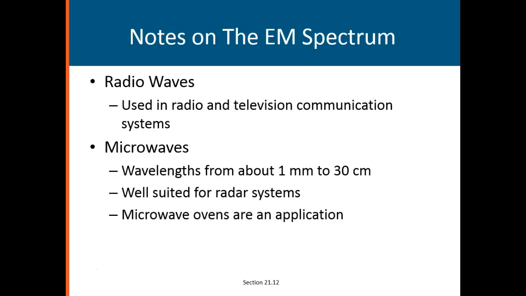Some more notes on the EM, electromagnetic spectrum. The radio waves are used in radio and television communication systems. Microwaves, wavelengths from about 1 millimeter to 30 centimeters, are well suited for radar systems, like when you're tracking planes or ships or other things. Microwave ovens are another application of microwaves. They're fairly long wavelength, 1 millimeter to 30 centimeters. That's a pretty big span there. Fairly low frequency, which makes them fairly low energy as well.